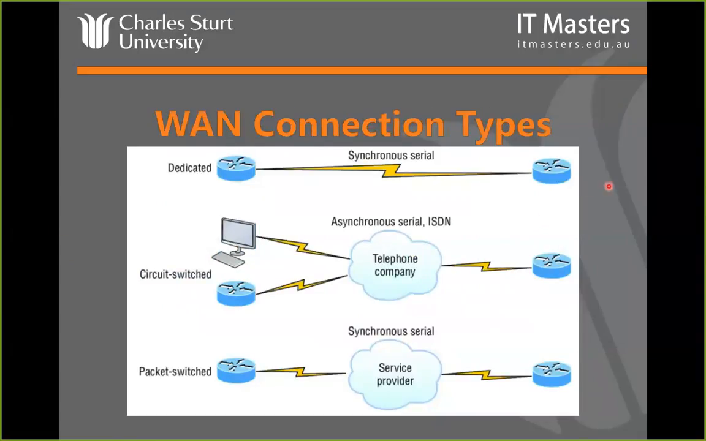So WAN connection types, what have we got? We've got three types that we need to talk about. We've got dedicated, which is synchronous serial, which just means the bits are all synchronized, but sent serially. Okay, so typically used point to point. We have asynchronous serial. So an example of that would be ISDN.